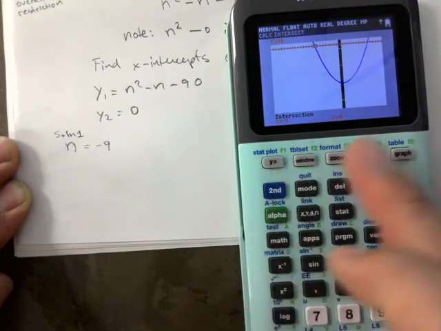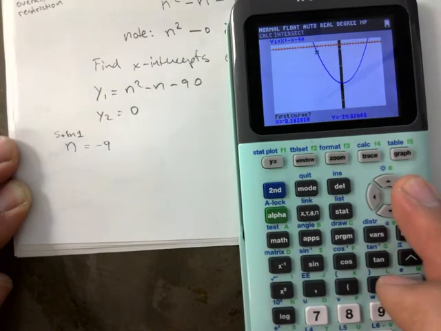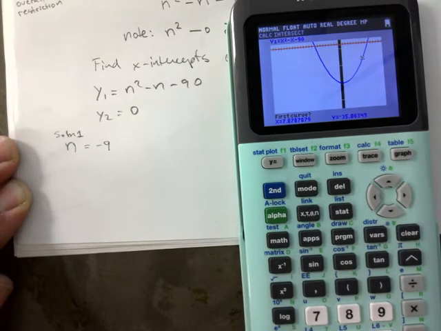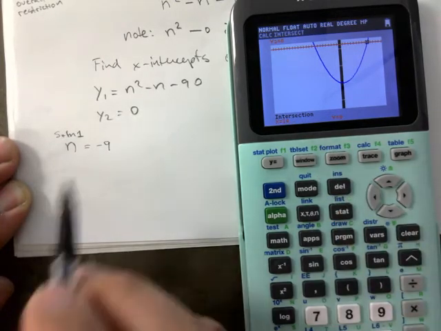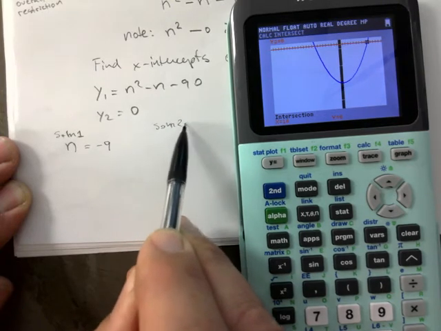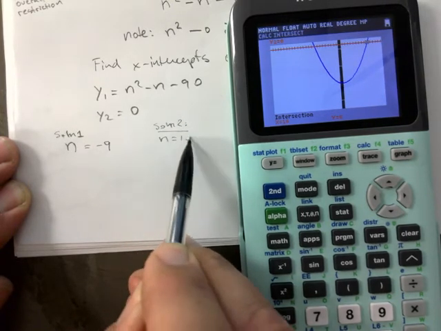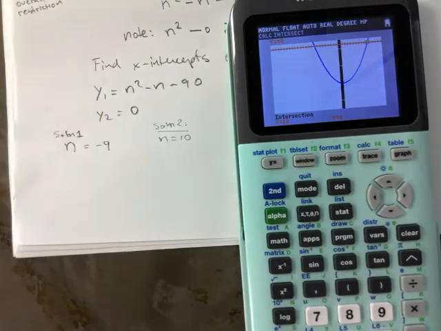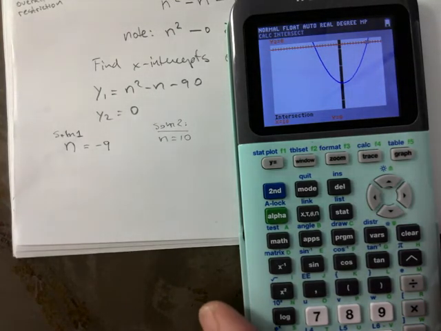Then I go second trace 5 again, and I'm going to go over to the other side, arrow sideways. Just keep holding it. That's close enough. Enter, enter, enter. And so that's 10. So solution number 2 would be n is equal to 10. That's it.